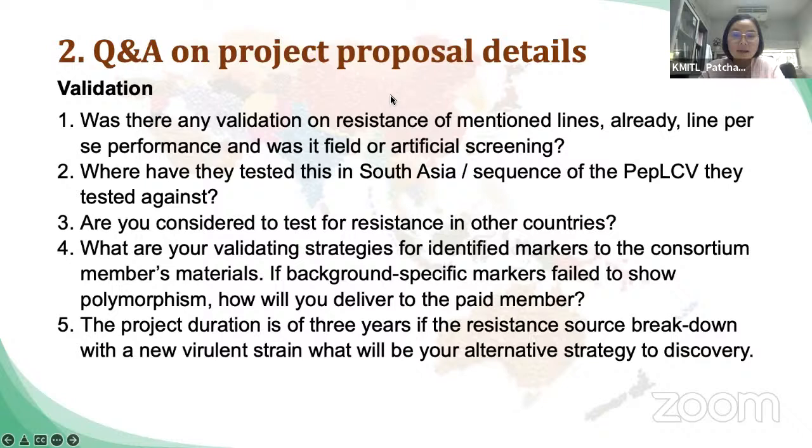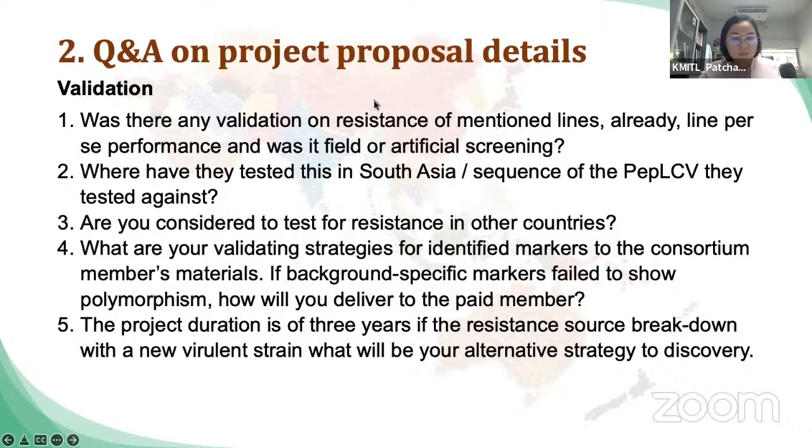The resistant lines PEP 6 and PEP 12, we can share with the Thai company registered in Thailand, but for other countries we can share the F2 population from the cross between PEP 6 and PEP 12 under MTA documents for research.